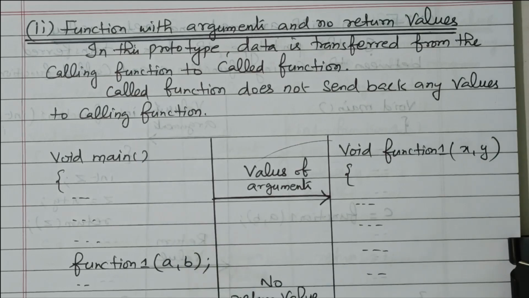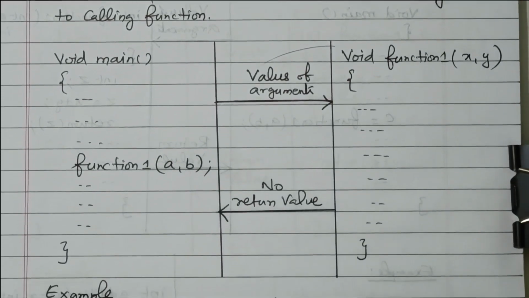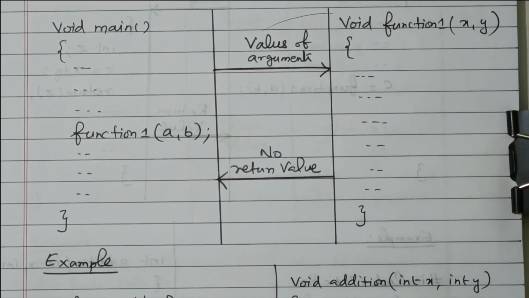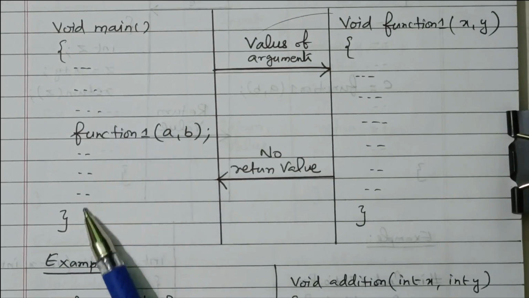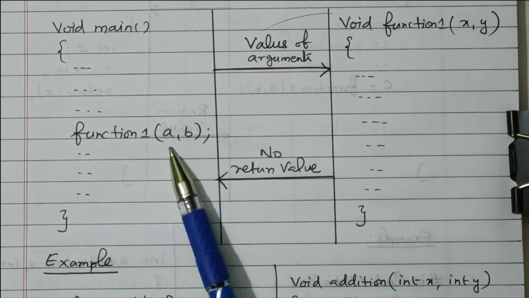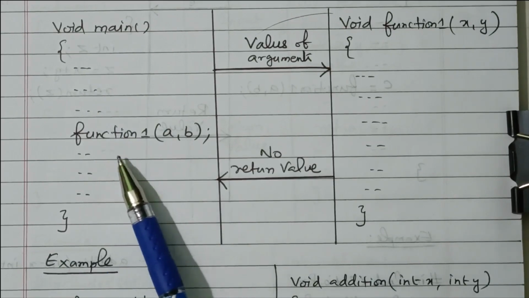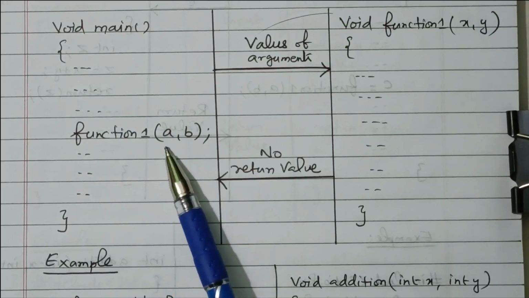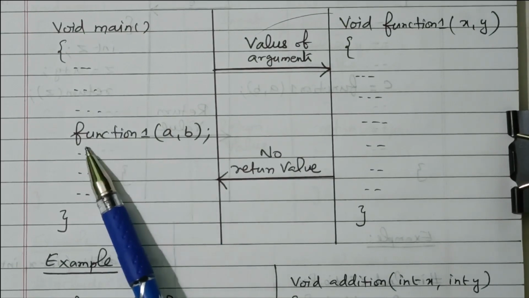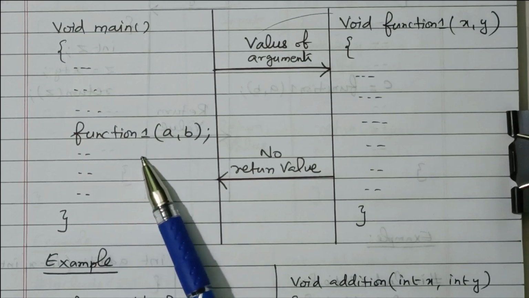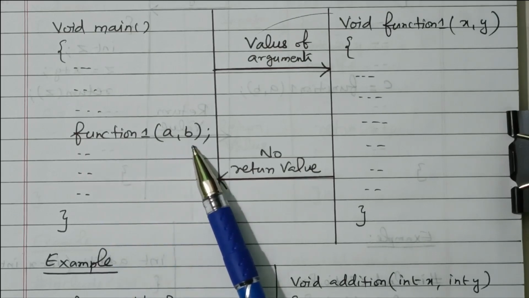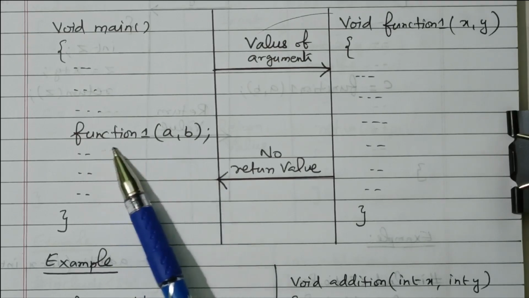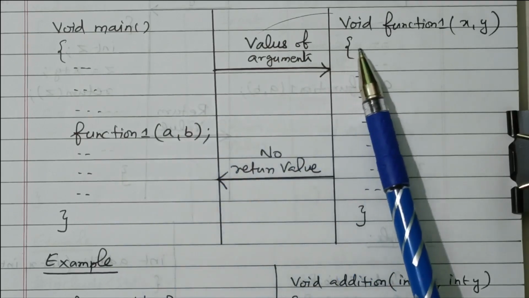Now we'll see the syntax for that. So we have the main program as well as the function. This is the main program, where the set of instructions are available. This is called function calling. We are calling function1(a, b). So the statement means we are calling this function1 and sending the two parameters a and b. When the function is called, the control will transfer to the function.